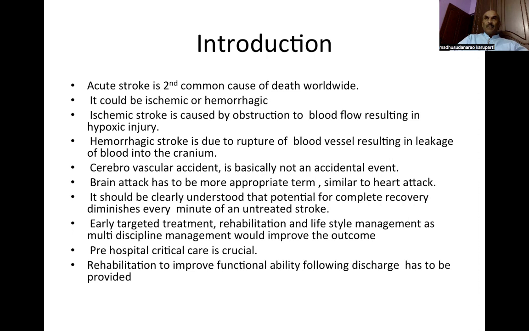So early targeted treatment, rehabilitation, and lifestyle management, as a multidisciplinary approach, would improve the outcome. Pre-hospital critical care is crucial in most cases. Rehabilitation to improve functional ability following discharge has to be provided effectively.